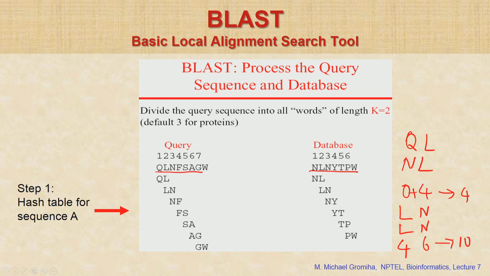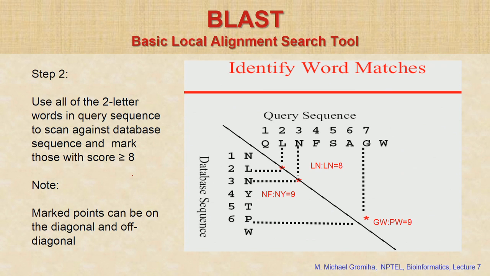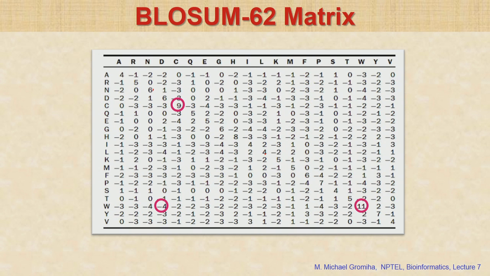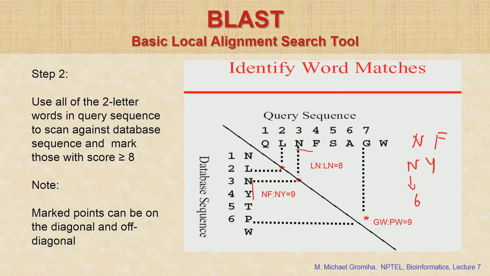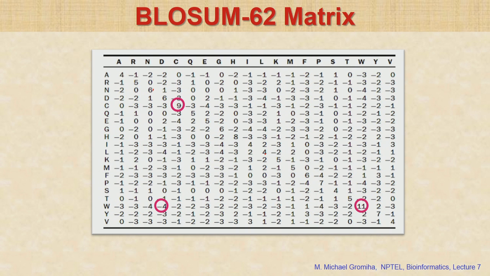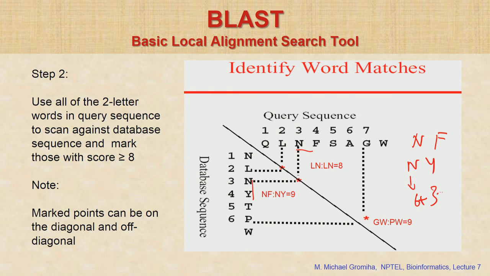So now we can use these numbers. We use this matrix and we set a cutoff score of 8, right. This can be adjusted. So you can put, for example, a score greater than or equal to 8 and see where we have the values which are greater than 8. Here, if it is LN and LN, you get 8, and NF and NY get a score of 9. What is NN? NN is 6. FY, YF is 3. So 6 plus 3 equals 9.